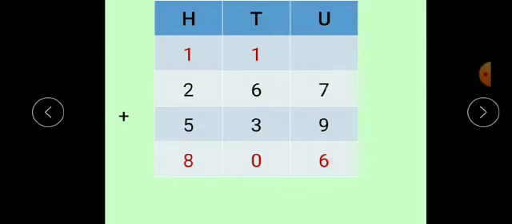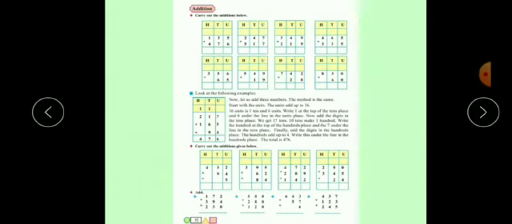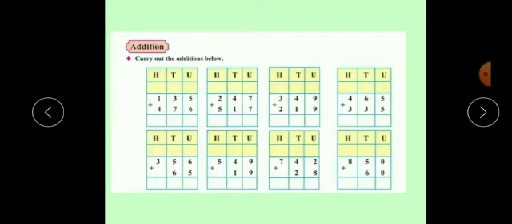So, in this way you have to add the numbers by carrying over. If there is a necessity of carrying over, then and only then can you carry over the digit to the next place. Now, see these examples in your maths textbook, page number 52. The first one is: carry out the additions below.